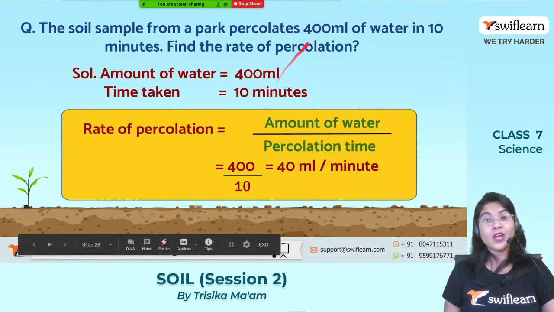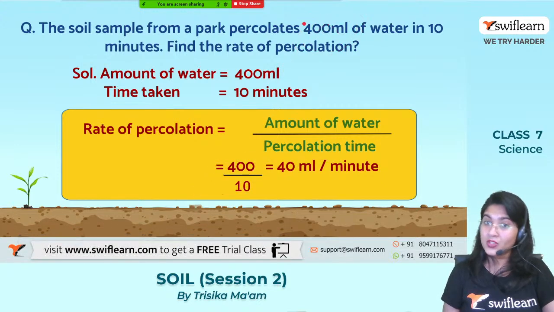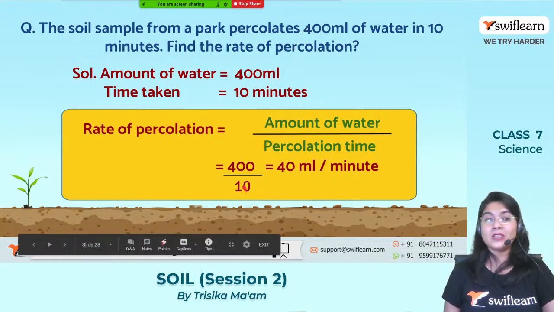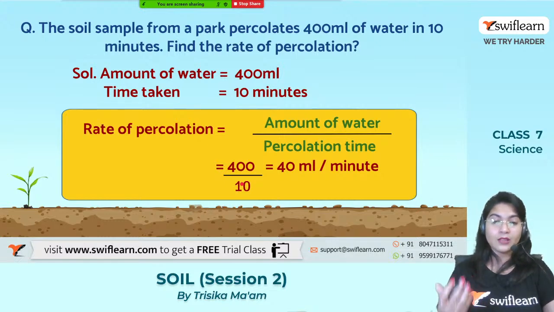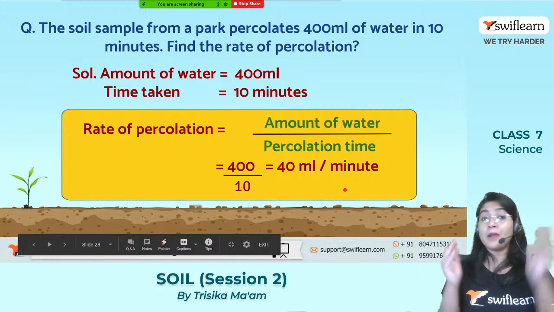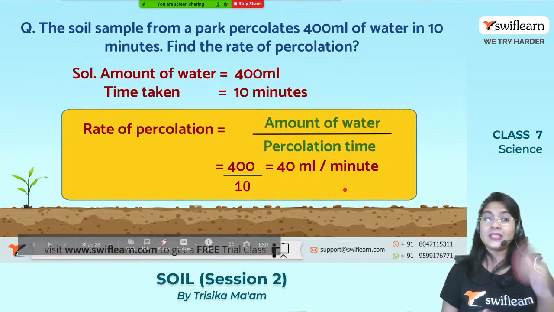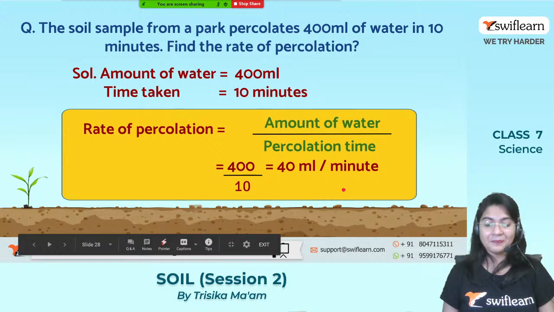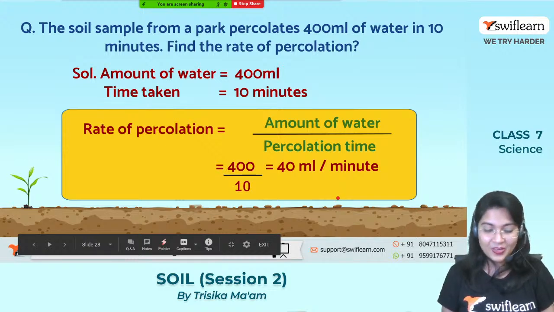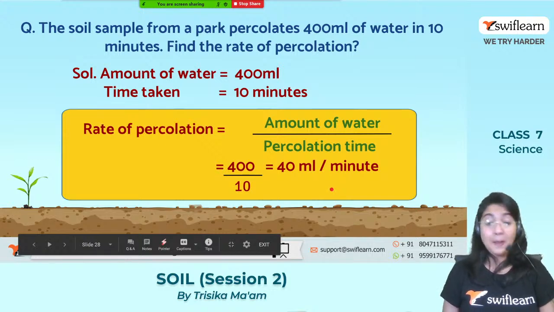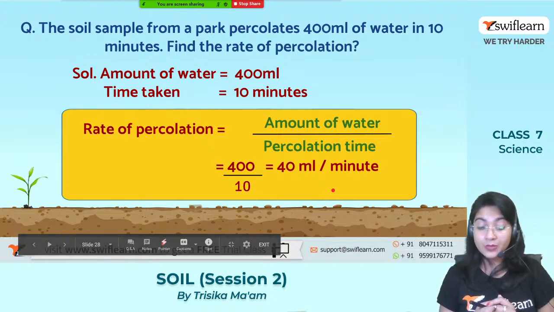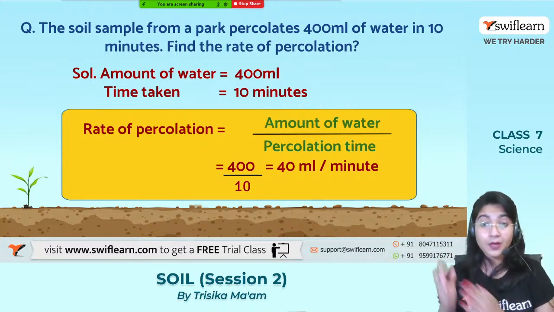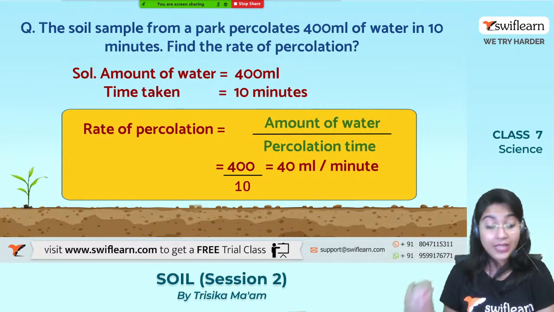That means 400 milliliter is the amount of water we are giving, and in 10 minutes it percolates, right? So 400 divided by 10 will be 40 milliliter per minute is the percolation rate of this soil sample in the park. Clear? Yes, very good, Yash. 40 milliliter per minute. Okay, so never forget to write the proper unit, beta. So that is 40 milliliter per minute because we are also calculating with the help of the time.